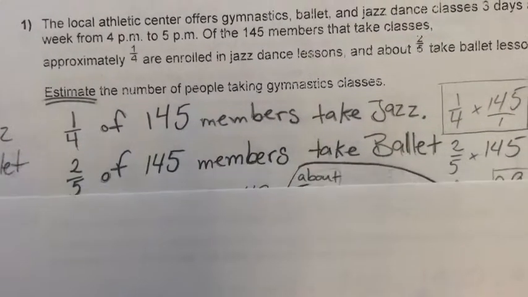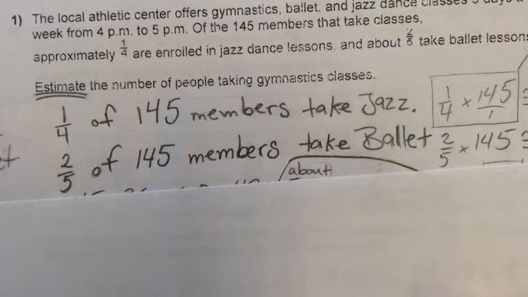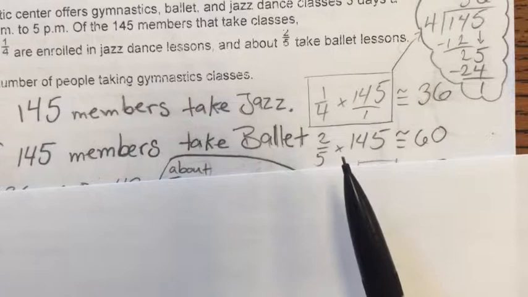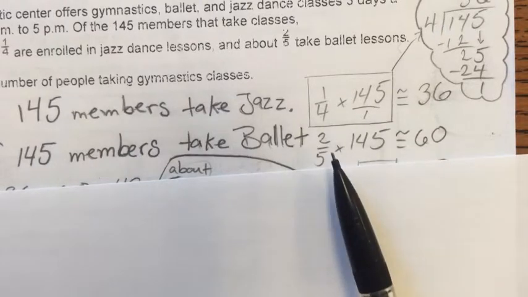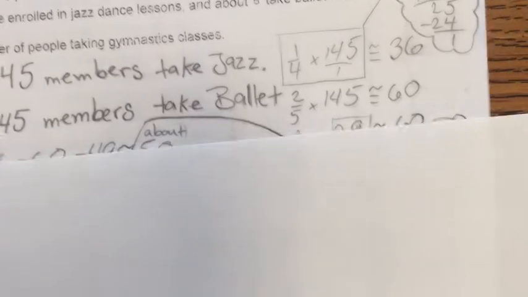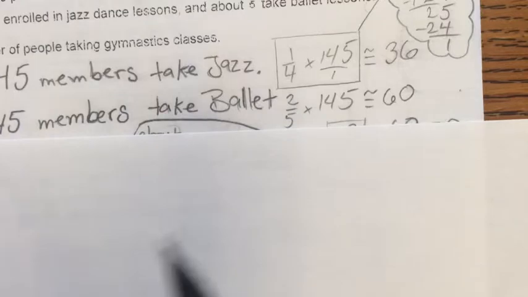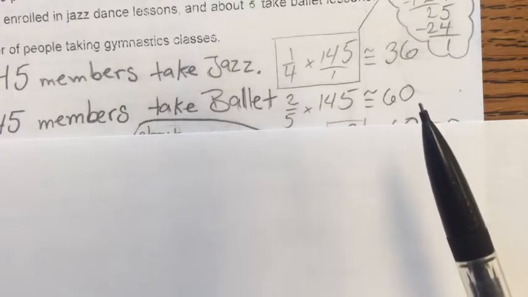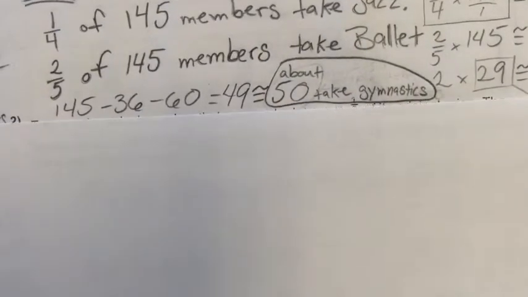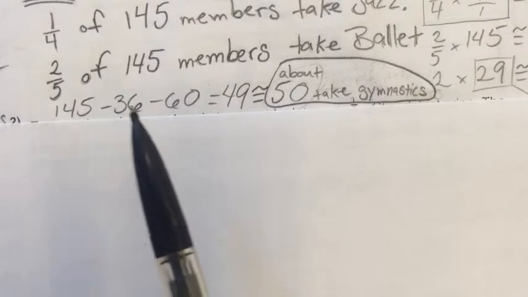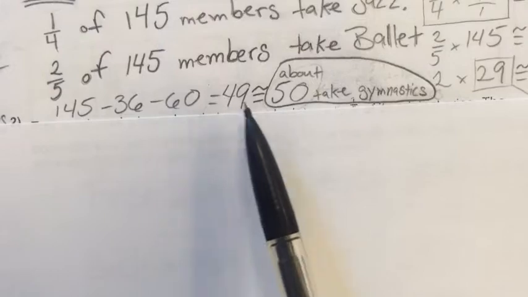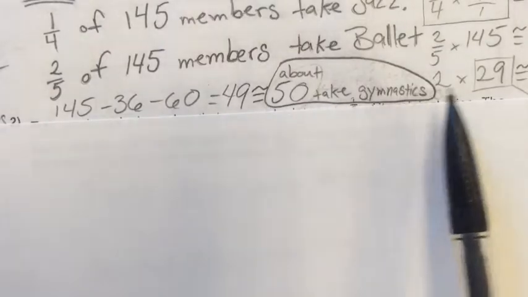Now let's move on. I need to figure out how many people are taking ballet. 2/5 take ballet out of 145 members. Same process, we're going to multiply 2/5 times 145. 2 times 145 divided by 5. And you get approximately 60. All right, last but not least, 145 people minus the 36 that are taking jazz, minus the 60 that are taking ballet, equals 49 people, or about 50 people take gymnastics.